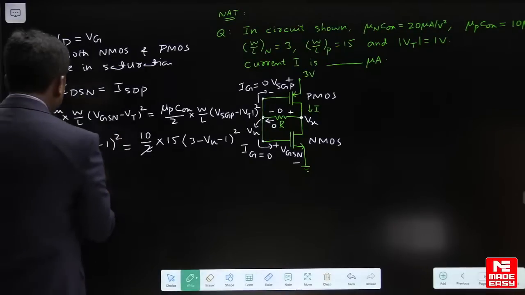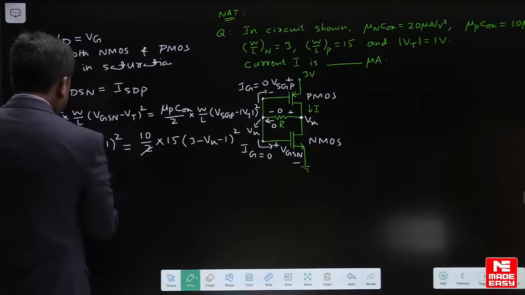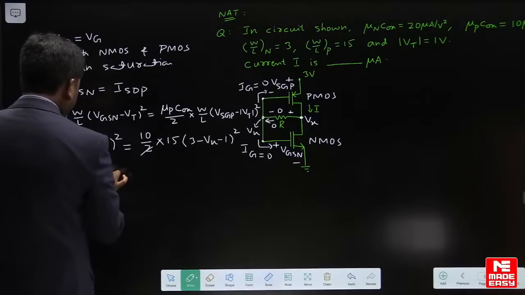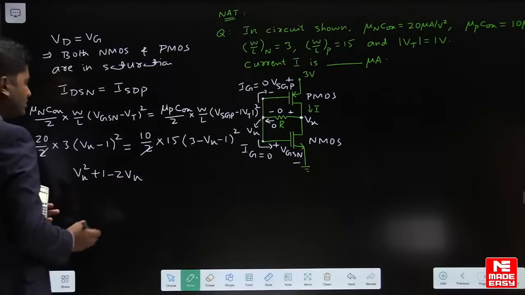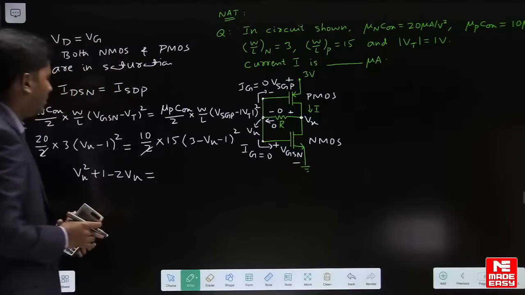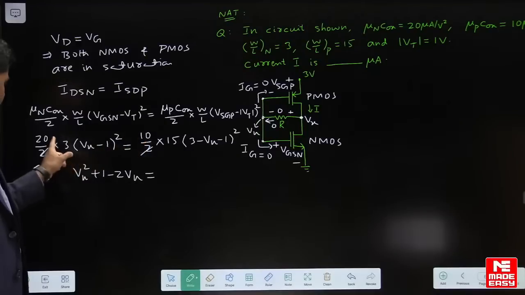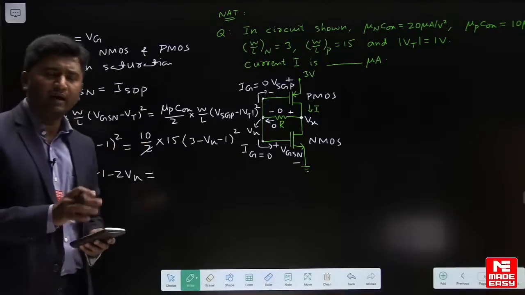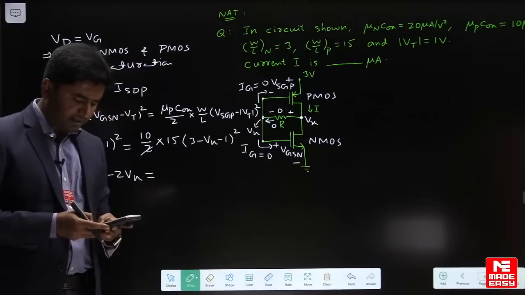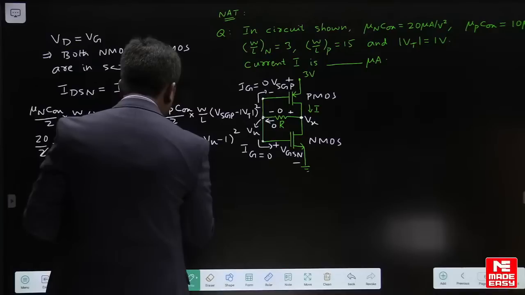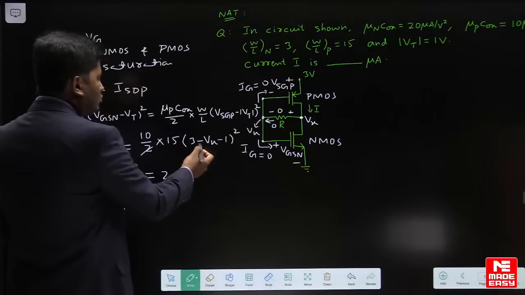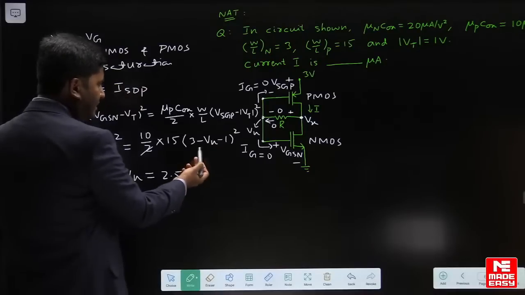तो इसको मैं इस तरह से लिख देता हूँ. Vx square plus 1 minus 2Vx. I have expanded (a minus b) whole square is equal to this 150 divided by 60. If you find 150 divided by 60, it is 2.5 into (2 minus Vx) whole square. This becomes 2 minus Vx.